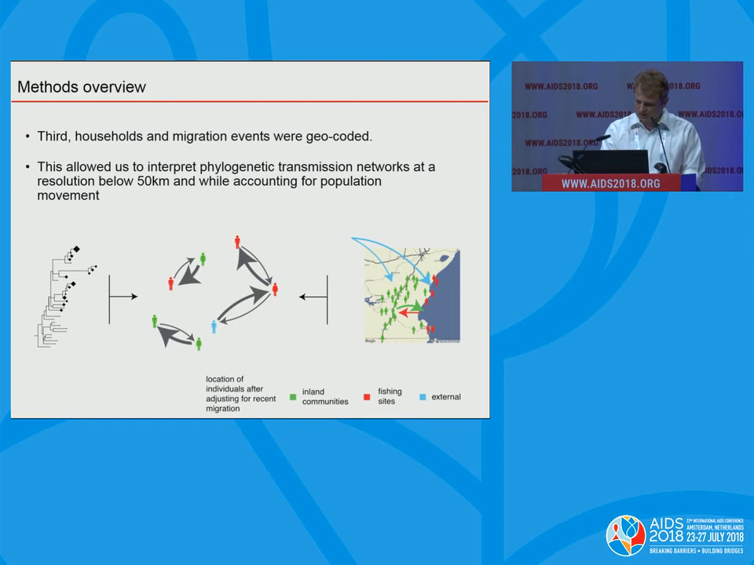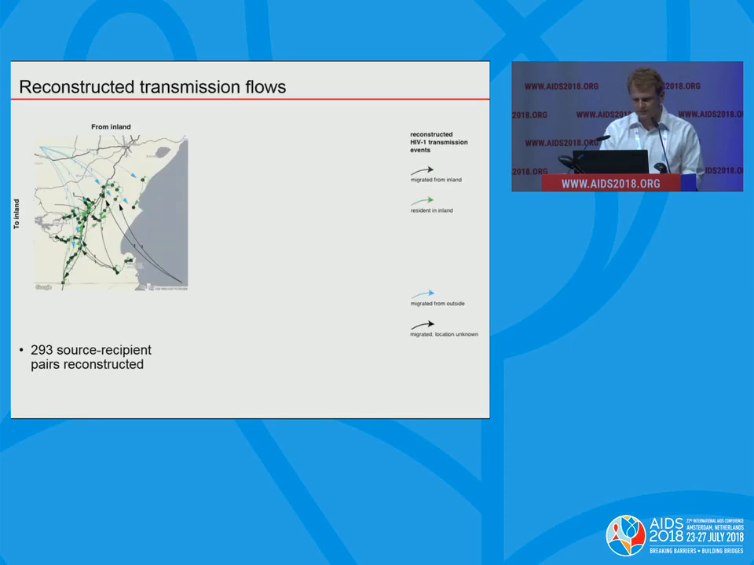So just to zoom into this blue individual that you see at the bottom. This person was found in fishing sites, but we also learned that he recently migrated within the 2 years before the likely recipient was found positive. And he migrated from outside to the fishing sites. So based on this information, we interpret this transmission event as an introduction from outside, based on this additional migration data. So I'm now coming to the results.